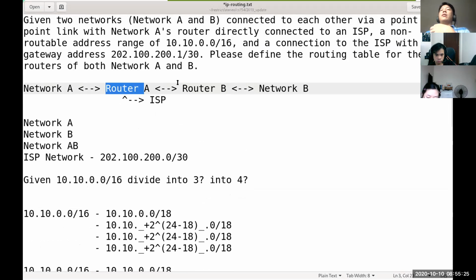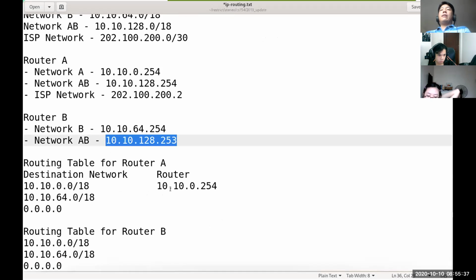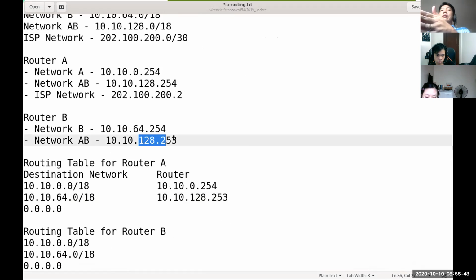So router A is connected to router B through network AB. That means I have to send it to the IP address of router B in network AB, which is this. Right? Because I can only send it to an address that I am actually connected to. So kung ako si router A, I'm only connected to A and AB. And B is connected to AB also, so I have to use this address here.